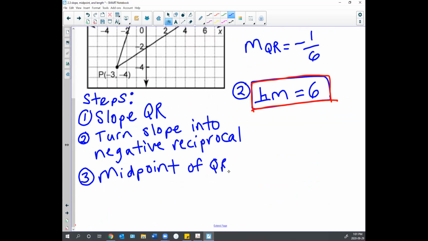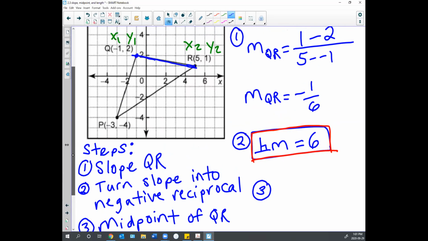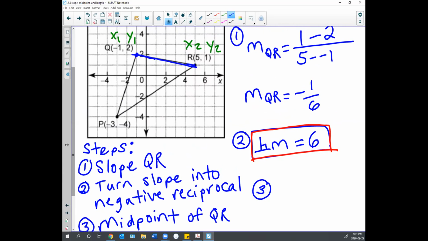Okay, this should be a fairly quick calculation here. I do have a graph for the visual of making sure we are on the right track here. So I'm just going to check QR. I'm going to add my x's, divide by 2, add my y's, divide by 2. -1 plus 5 over 2, and 2 plus 1 over 2.